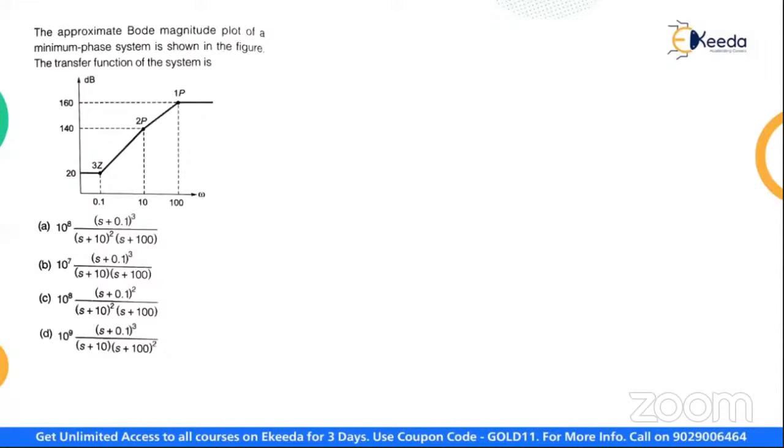Yes, now next question. Next question is related to Bode plot. The approximate Bode magnitude plot of a minimum phase system is shown in the figure. The transfer function of the system is, what is the transfer function of the system?